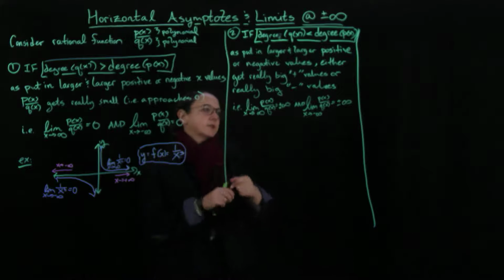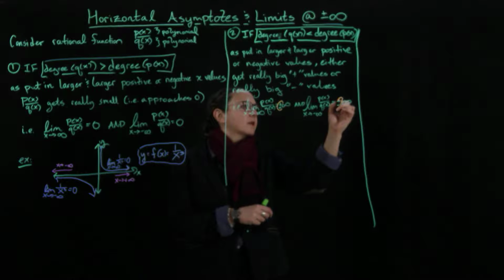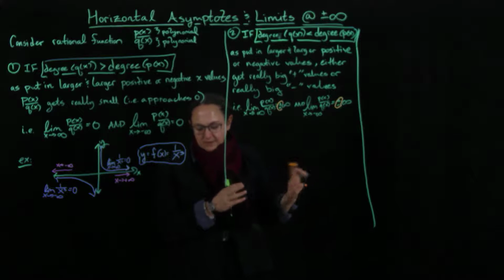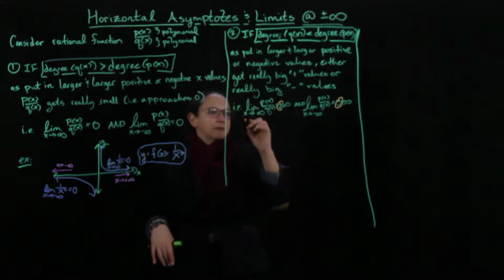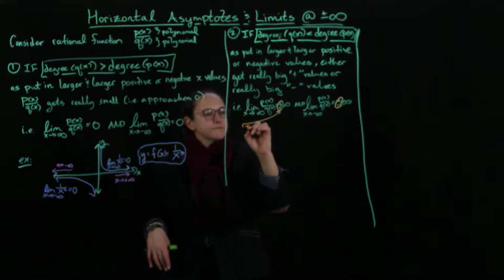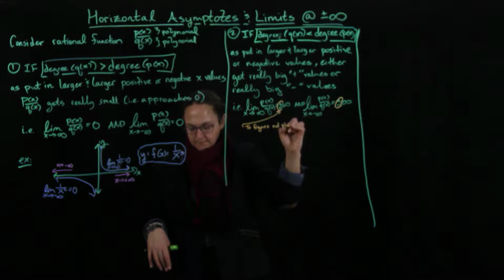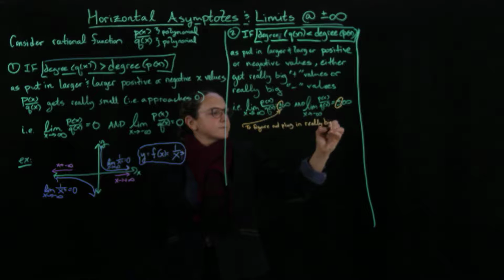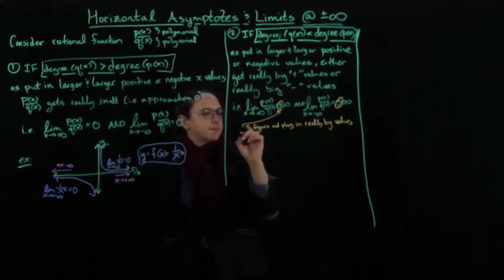Okay, so looking at that part there, students often ask me, how do you know? There are multiple ways to do it. One of them is to look at the graph. And you can also just plug in really, really big values and see what happens. So to figure these out, you can either plug in really big values, or look at the graph to figure out the sign.